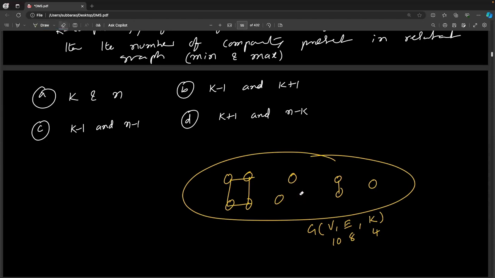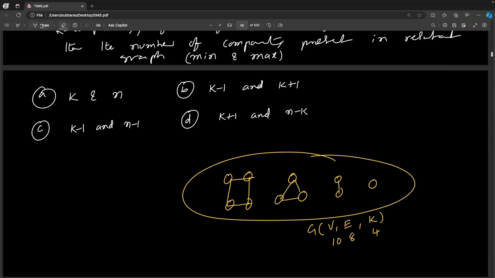See this one, you delete this vertex. Whenever a vertex will go, its edges also will go. So sometimes, from the given K components, if you delete one of the vertex, still K components as it is. Sometimes as it is. If you are a little lucky, sometimes one will decrease.